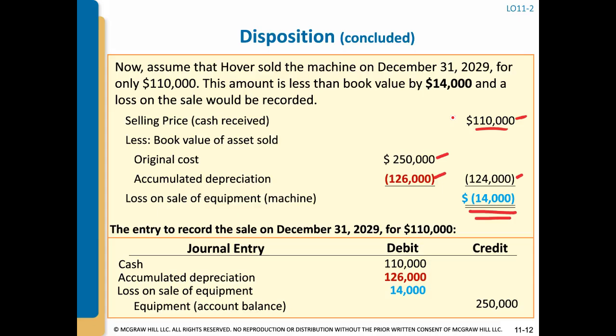Our entry is going to be, again, we're going to debit our accumulated depreciation for 126,000. We're going to credit our equipment balance for 250,000. We received $110,000 in cash, so we're going to debit that. And then essentially your entry is going to be off balance, and the way to balance it is you're going to need a debit, and that debit is going to be called loss on sale of equipment for $14,000.